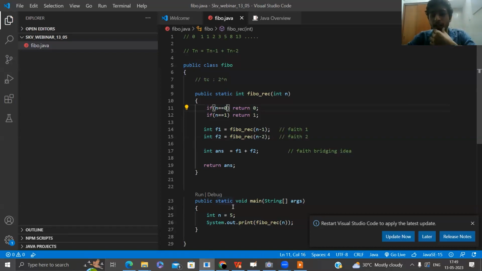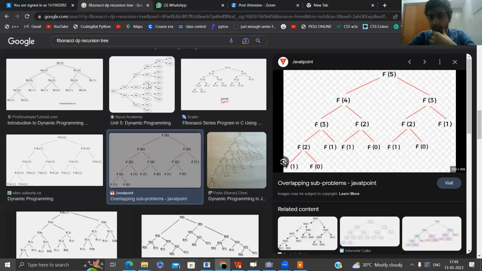Now we looked at there exist some overlapping subproblems, right? Fibonacci of 2 is occurring twice. If we are calculating Fibonacci of 2 once, then why are we calculating it over here as well? Similarly, if Fibonacci of 3 is over here, then why are we calculating this Fibonacci of 3?